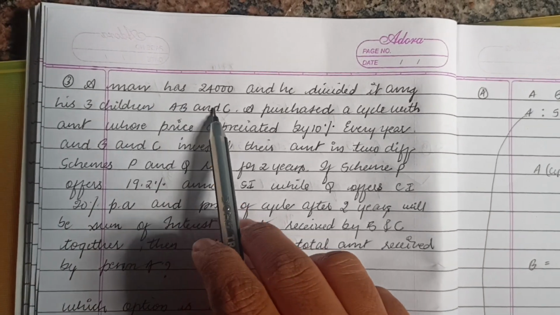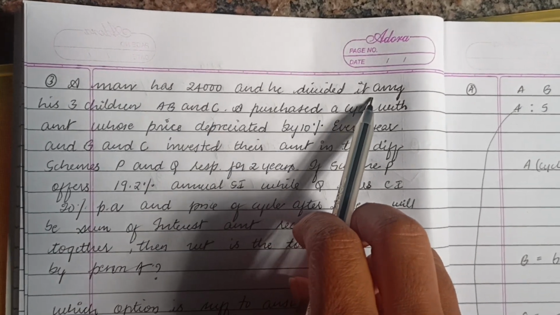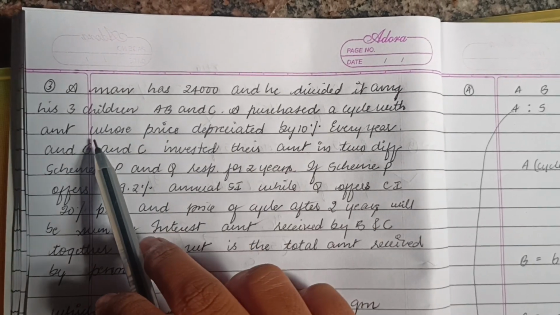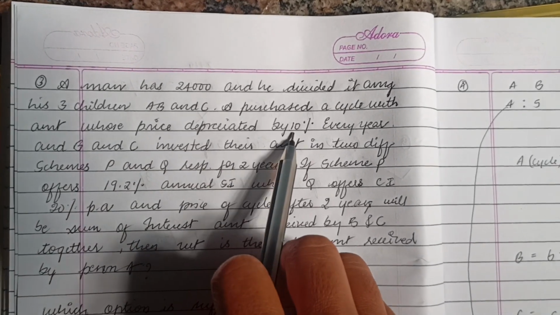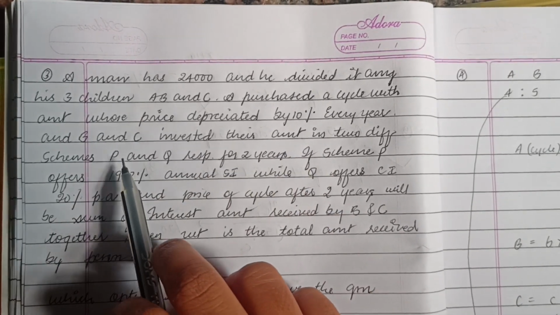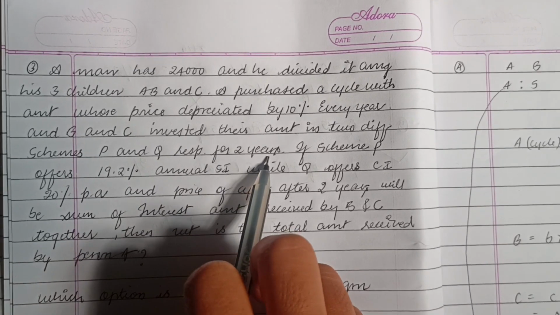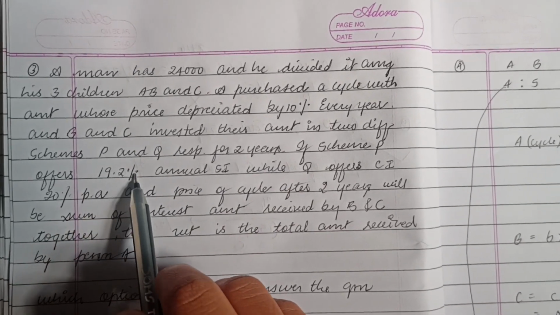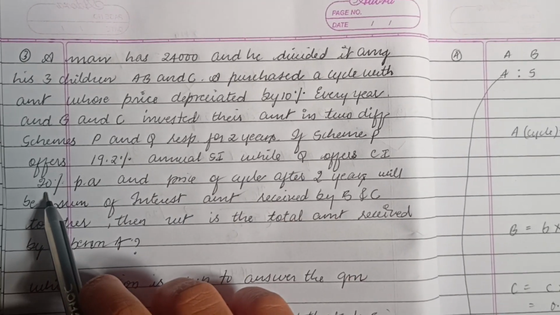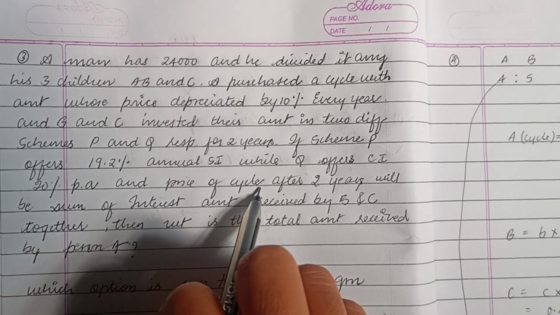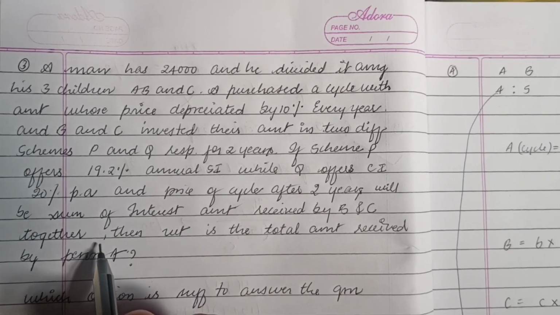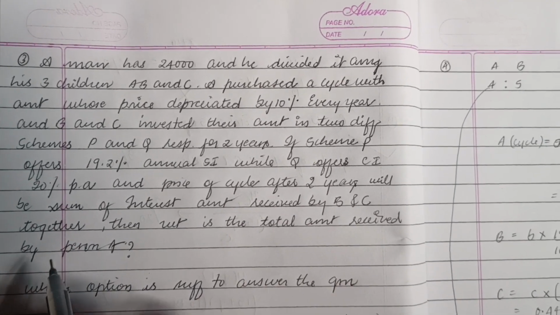A man has 24,000 and he divided it among his 3 children A, B and C. A purchased a cycle with that amount whose price depreciated by 10% every year. B and C invested their amounts in 2 different schemes P and Q respectively, for 2 years. If scheme P offers 19.2% annual simple interest, while Q offers compound interest of 20% per annum, and the price of the cycle after 2 years will be the sum of the interest amount received by B and C together, then what is the total amount received by the person A?